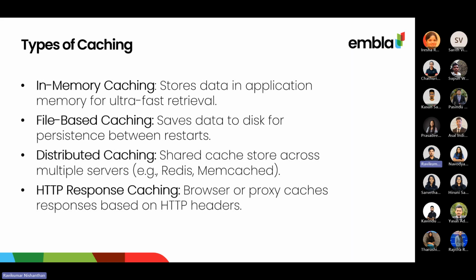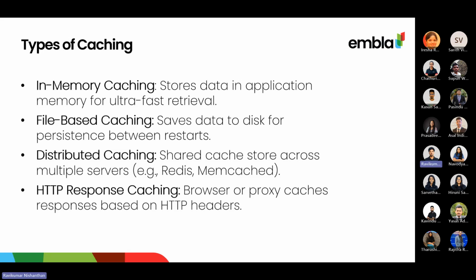Then there is distributed caching, where a shared cache store is used across multiple servers, like with popular tools like Redis or Memcache. This lets your entire system access the cache data, making it easier to scale across many machines.